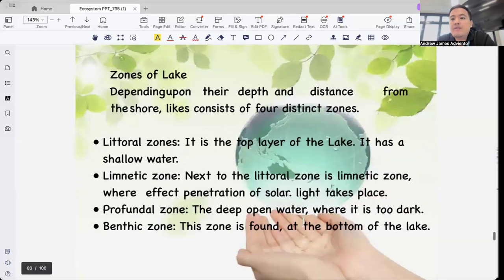We have the zones of a lake that include different zones of the lakes, but we will be ending here first. On our next lecture, we will be starting with the zones of lake.